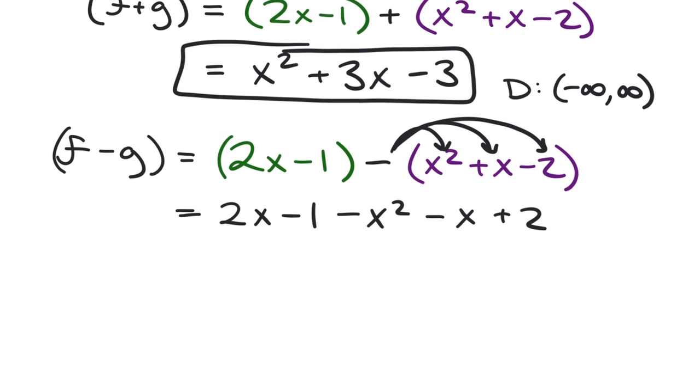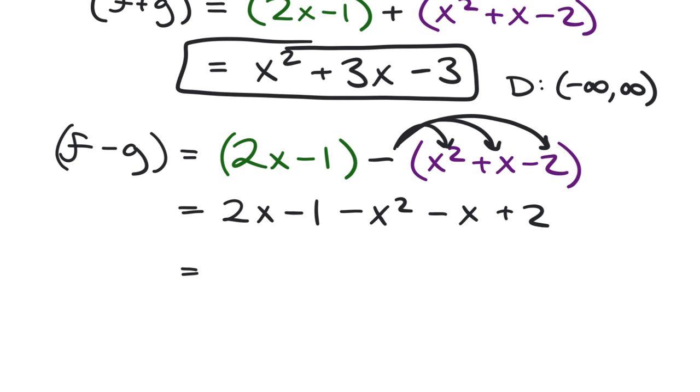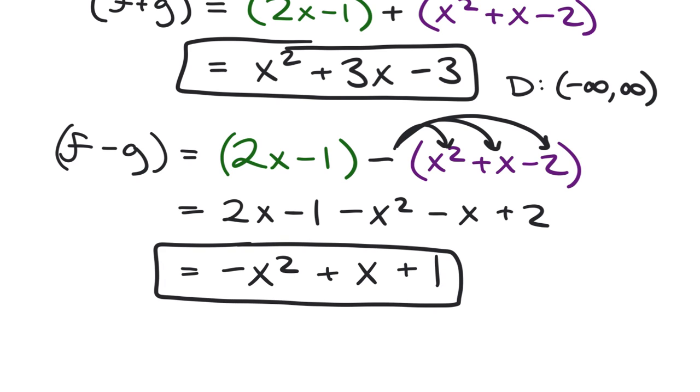Combine like terms. Starting with the highest degree, we'd have negative x squared and then positive 1x and then positive 1. Just combining our like terms. So this is f minus g. We're just subtracting the two functions from each other.